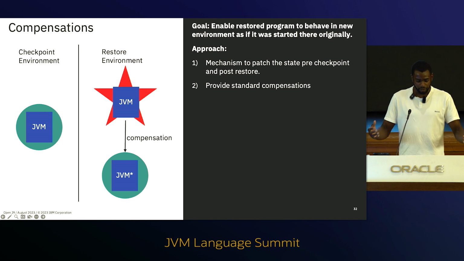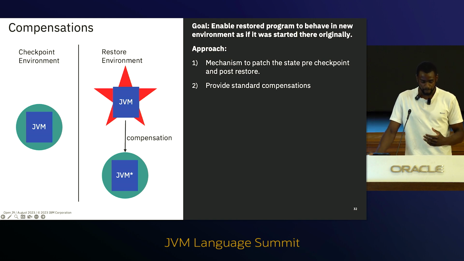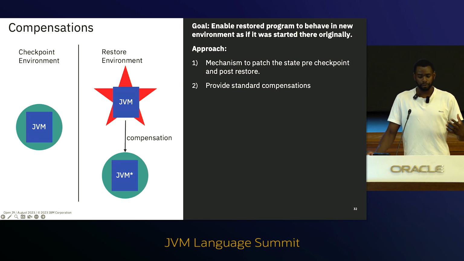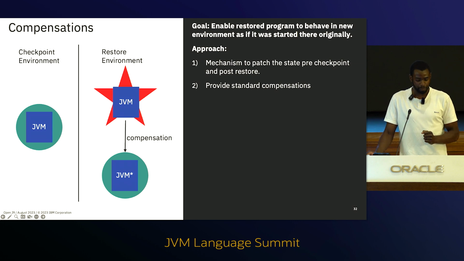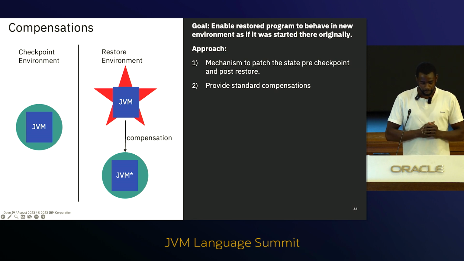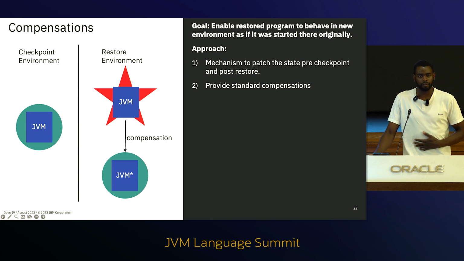So I've outlined a few problems, and these basically motivate the need for a mechanism to compensate for the differences between checkpoint and restore. So essentially the goal is to enable a restored program to behave in the new environment as if it were started there originally. We want to make it work as much as possible as a typical JVM run. So essentially we need to provide a way to bridge between checkpoint and restore environments to smooth out these differences and make it behave as intended.